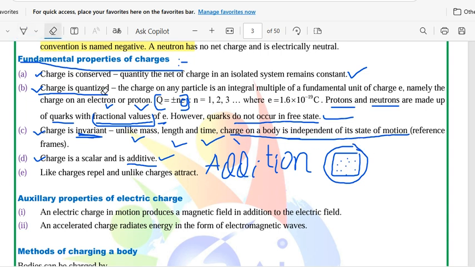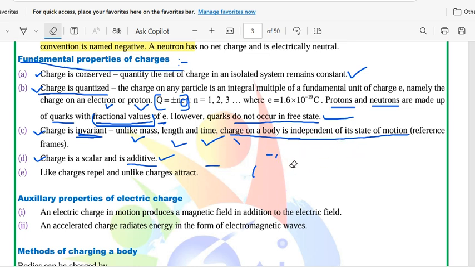Let us consider an example. Suppose let us consider it is a Q system.